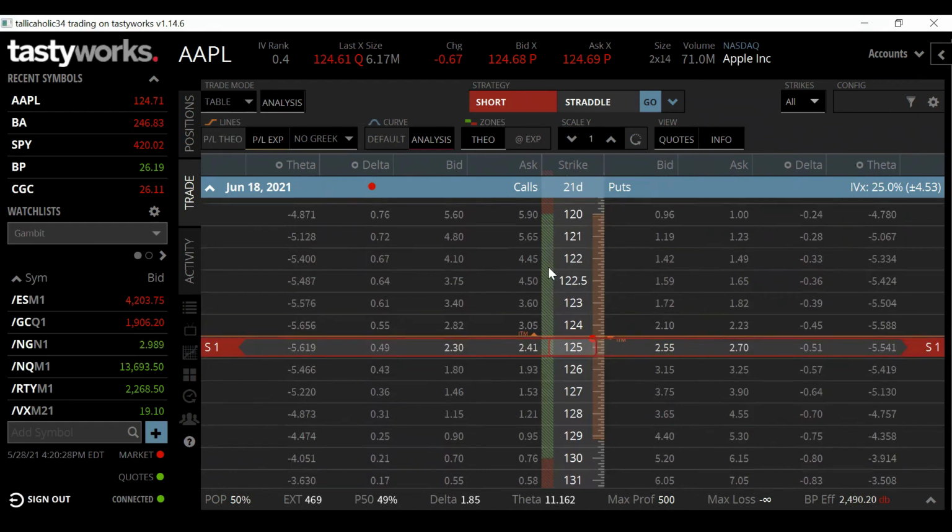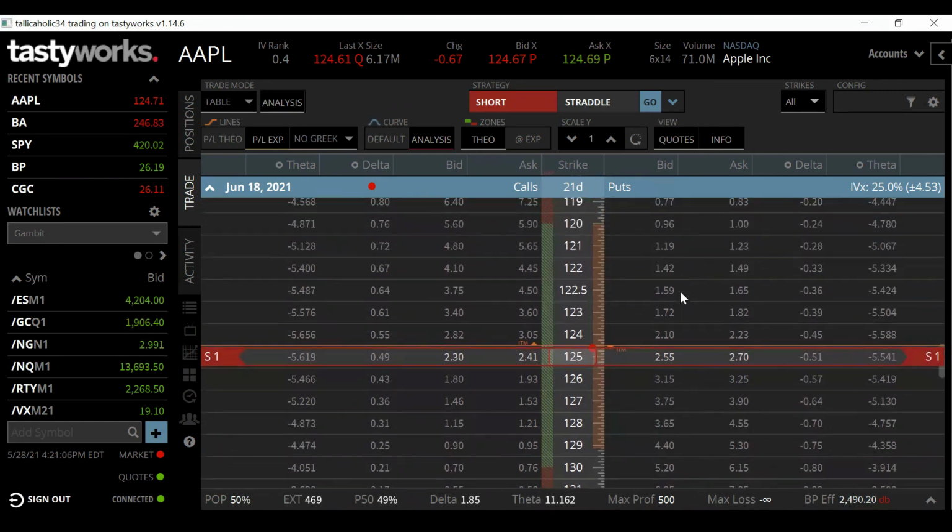If Apple were to go above 125, obviously you would receive all the credit here on the put because this put would now expire worthless, but you would have a chance of being assigned here on the 125 call. So that means you'd be purchasing Apple up here and then you'd be buying it back at 125. And on the put side, if Apple were to go down here to 123, obviously the call that you sold would expire worthless. So you would receive full profit on that, but you would also have a chance of being assigned 100 shares at 125 minus your credit received. So just be aware of that when you're shorting these straddles.